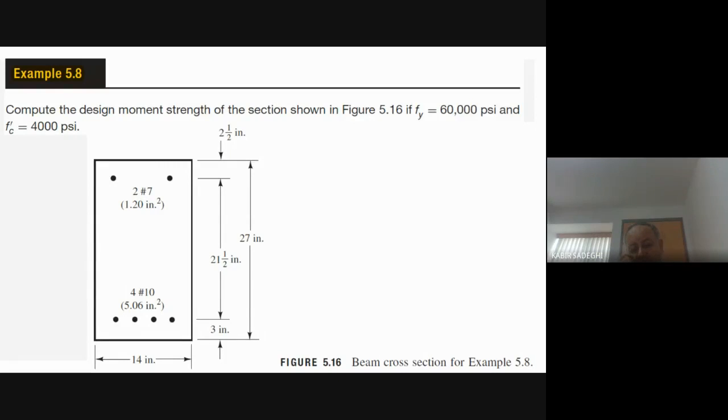When you have more compression resisting, it means less need for steel, or if we have steel, less stress is in that. Okay, again, the same d, b, etc. As is given.